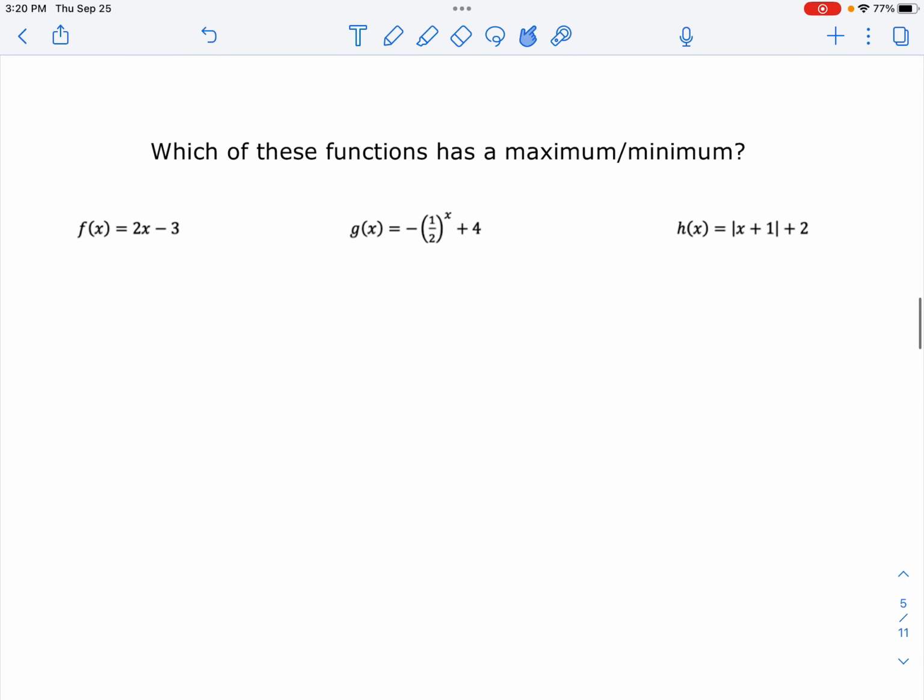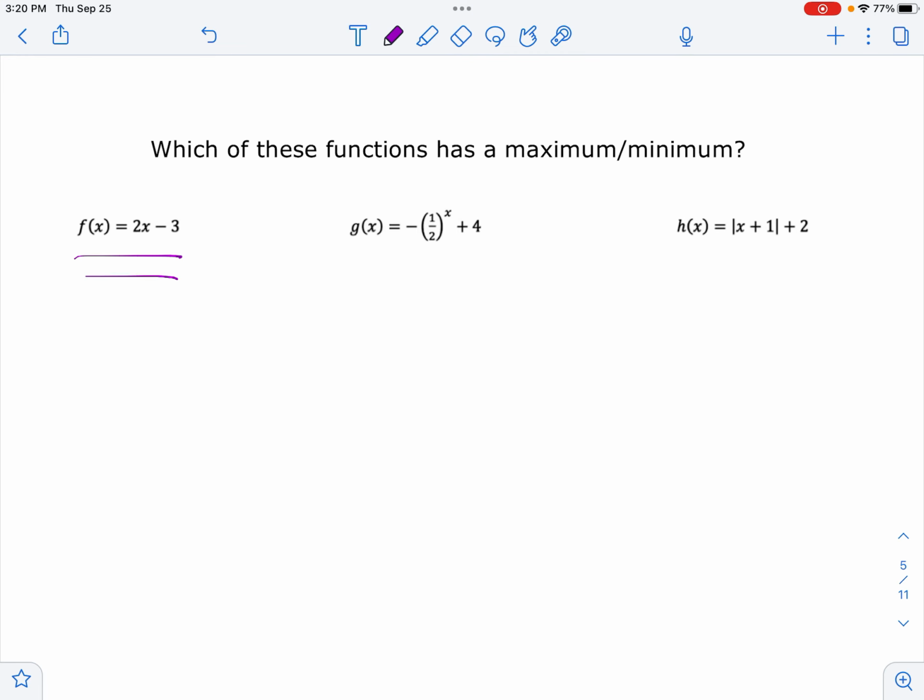All right, which of these functions has a maximum or a minimum? Okay, so now this function right here, you might recognize that that's in y equals mx plus b form. So that's a line, right? It's kind of going like this. Now it's always increasing from left to right. So that has no maximum. It goes all the way up to infinity, but since it's always increasing, it doesn't peak at some spot.